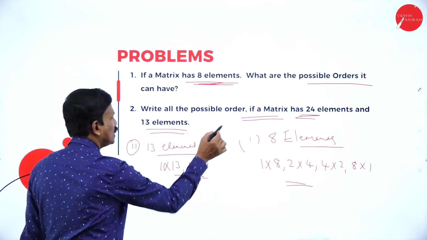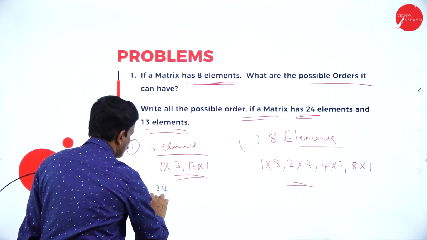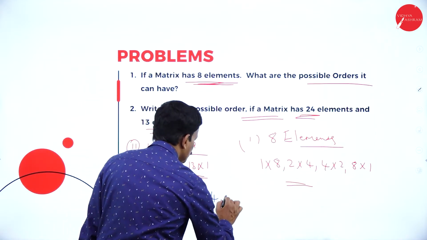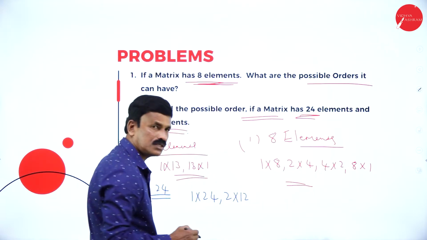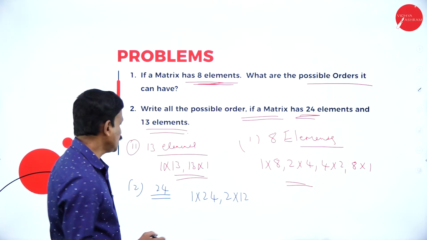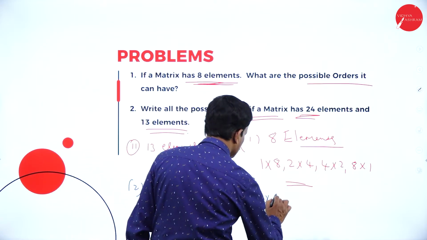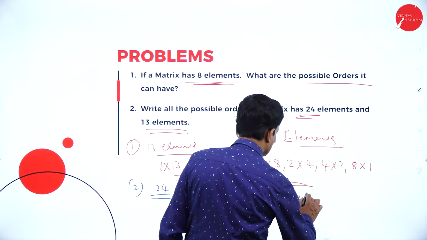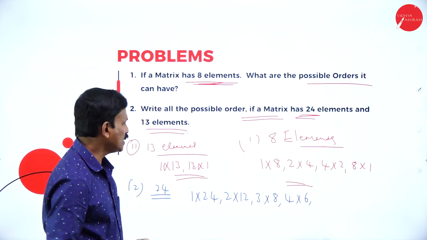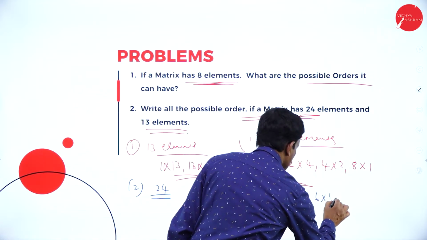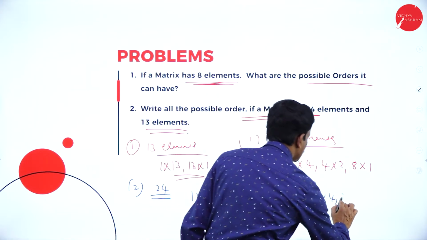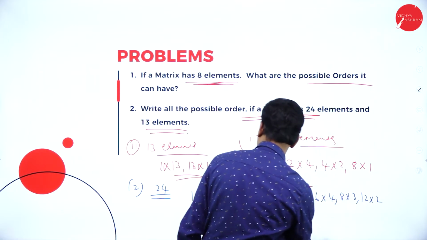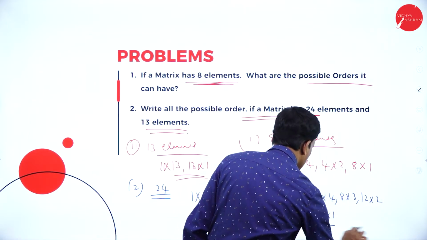For 24 elements, what are the possible orders? 1 into 24, again 2 into 12, 3 into 8, then 4 into 6, you won't get 5, again 6 into 4, 8 into 3, again 12 into 2 and 24 into 1. So these are the possible orders.